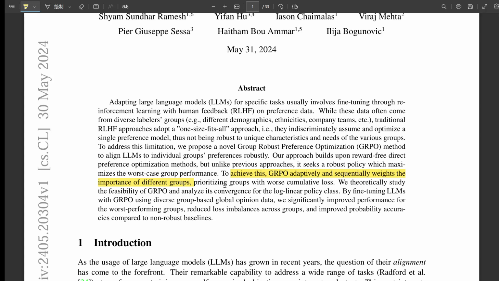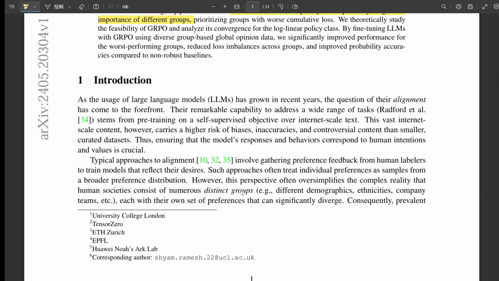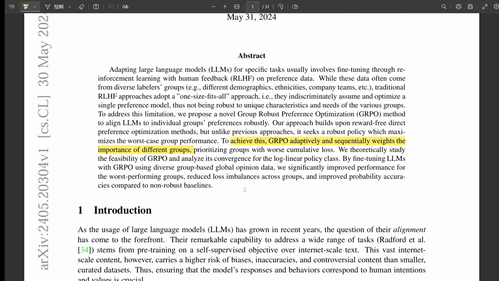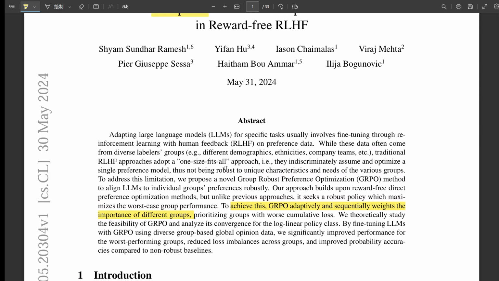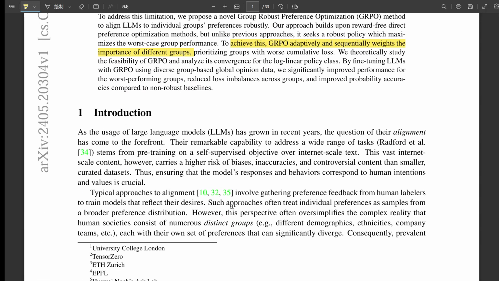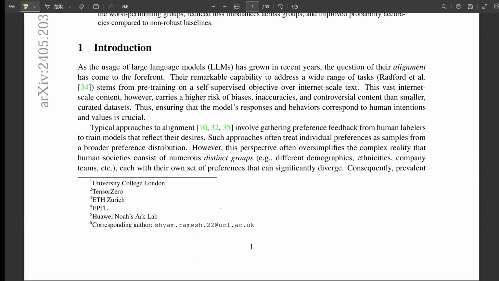Okay, so listeners, this deep dive is based on a paper, and it's called Group Robust Preference Optimization in Reward-Free RLHF. Catchy title, right? It is quite a mouthful. It was published on May 31st, 2024, and the authors are Shamsundar Ramesh, Yifan Hu, Iason Chaimalis, Viraj Mehta, Pierre Giuseppe Sessa, Haitham Bouamar, and Elijah Bogudovich. All right. So if you're following along at home, there you go. That's your reading list.